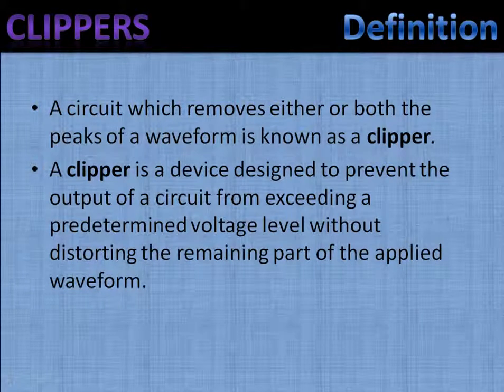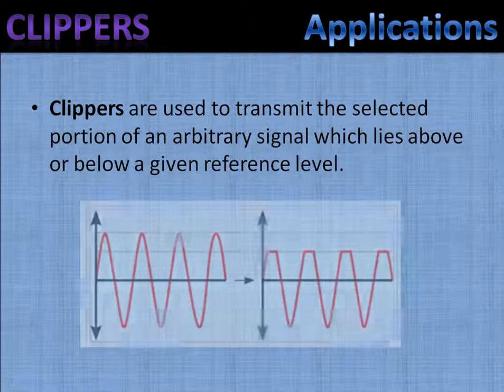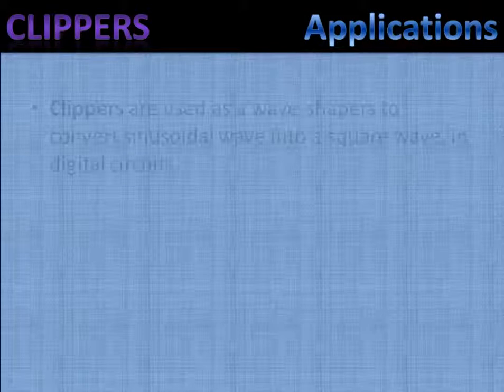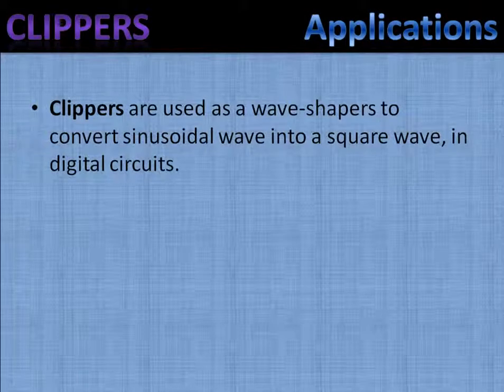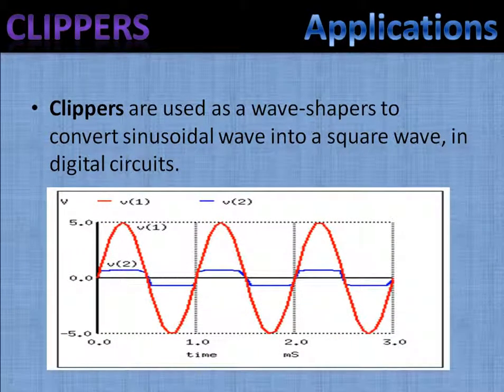Let's see some of the applications of clippers. Clippers are used to transmit the selected portion of an arbitrary signal which lies above or below a given reference level. The same is depicted in the graph. They are also used as wave shapers to convert sinusoidal waves into a square wave in digital circuits. In the graph shown, we can see how a sinusoidal signal is converted to a square signal.